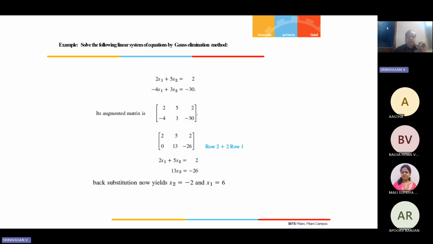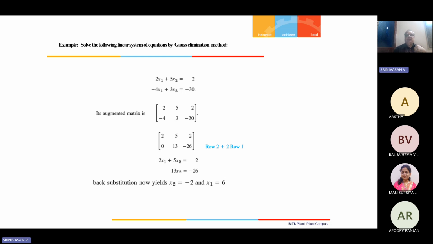But then you are supposed to do it by the Gauss elimination method. Definitely that is your cup of tea. Therefore, you have to go by this method of elimination, then back substitution. So write the augmented matrix: 2, 5, -4, 3, 2, -30.